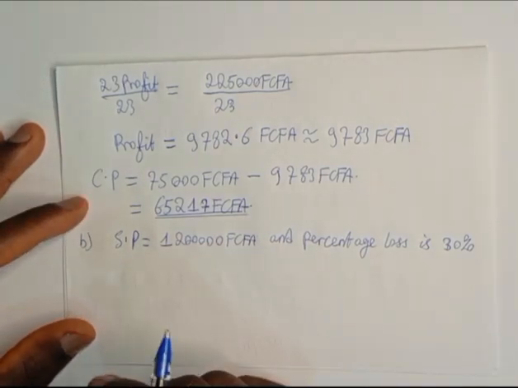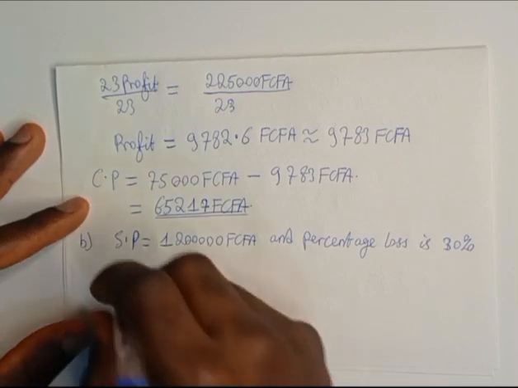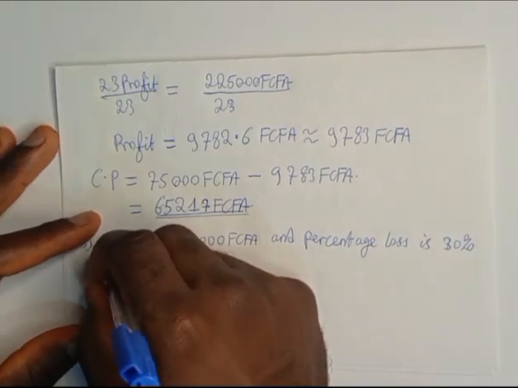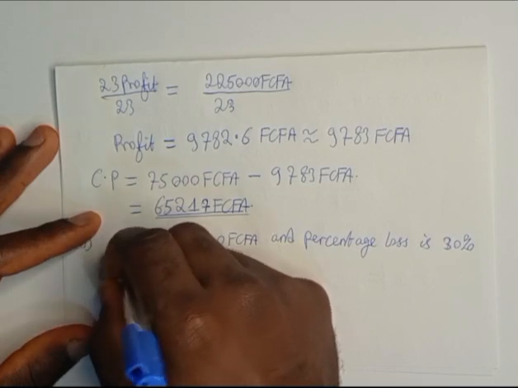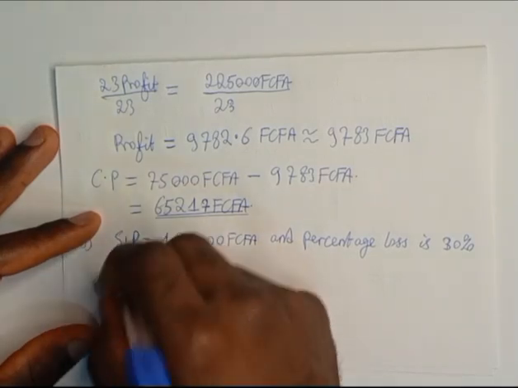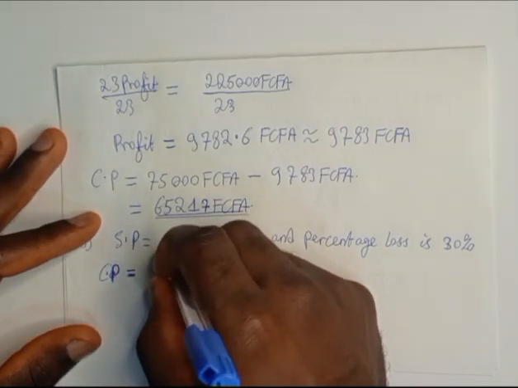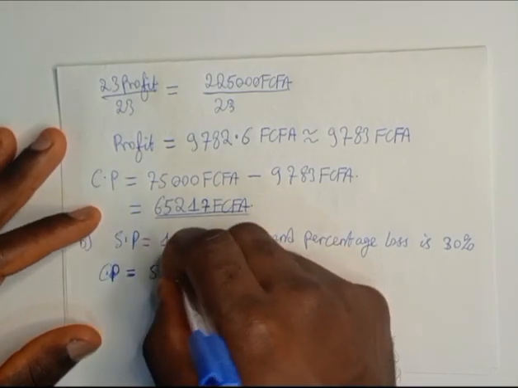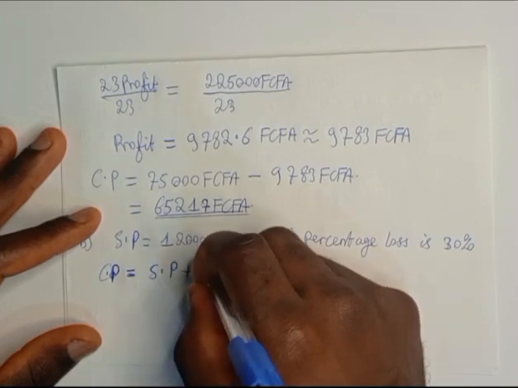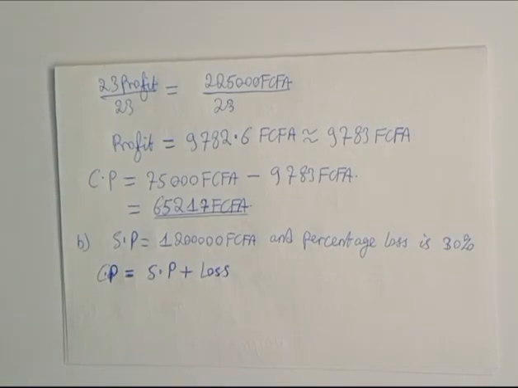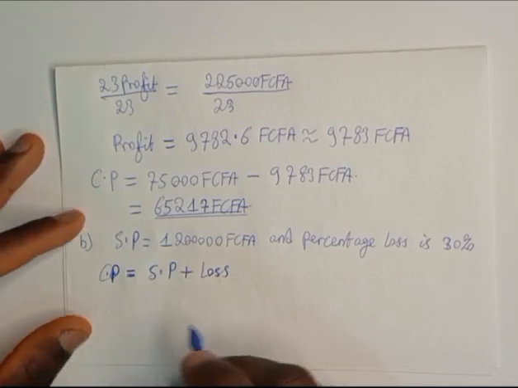First, when a loss is made, the cost price, CP, is simply equal to selling price plus the loss. So this is how we are going to calculate the cost price. First, we are going to start by looking for the loss.